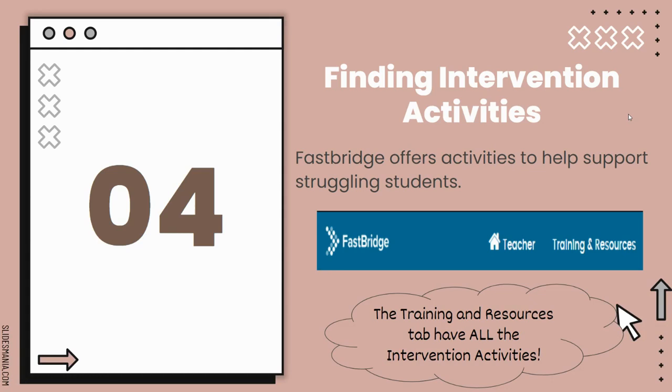FastBridge offers activities to help support struggling students. The Training and Resources tab have all the intervention activities. Of course, there are other places that you can find them as well. We've created a lot of resources to help you. At the top of your FastBridge, you'll see a blue bar that looks like this. It'll say FastBridge, Home, Teacher, Training and Resources. We are going to look at Training and Resources.